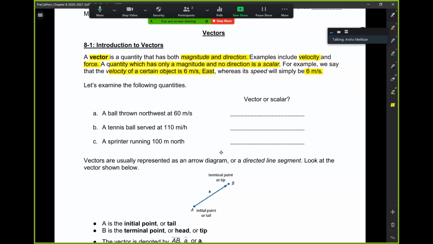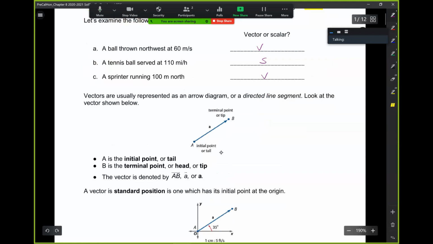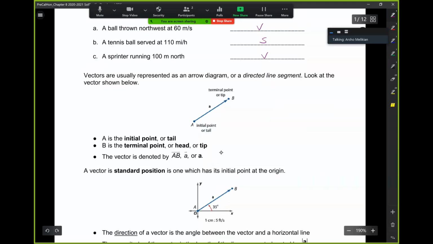All right, so take a look here for a minute. A ball thrown northwest at 60 meters per second. You think that's a vector or a scalar? Vector. A tennis ball served at 110 miles per hour. Scalar. A sprinter running 100 meters north. Vector. Okay, so vectors, because there's a direction, right?